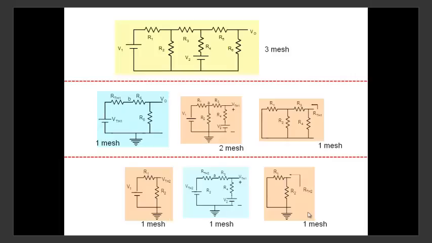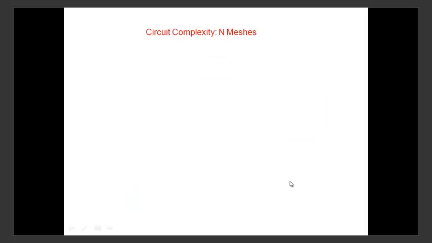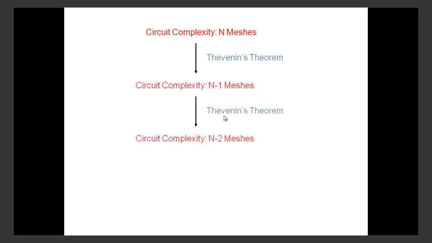So Thevenin's theorem is this: if you have a circuit of complexity n meshes, every time you apply it, the resulting circuit you get has n minus one meshes. You apply it once more, you'll get n minus two meshes. And you keep on applying it. Eventually, what will you get? You'll get a circuit of complexity which is basically one mesh.